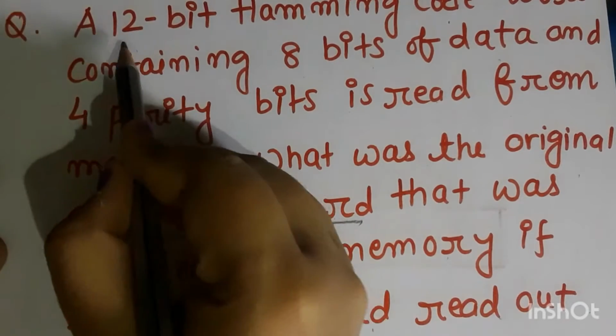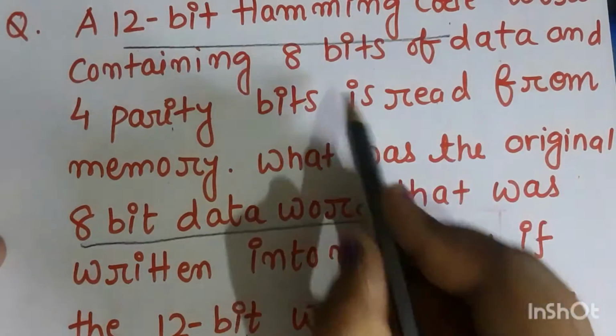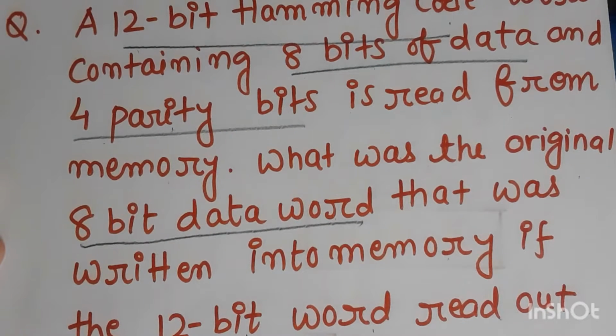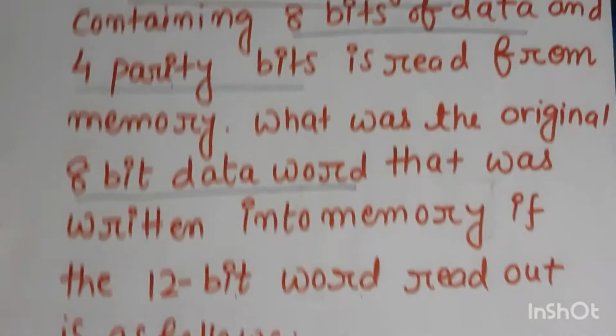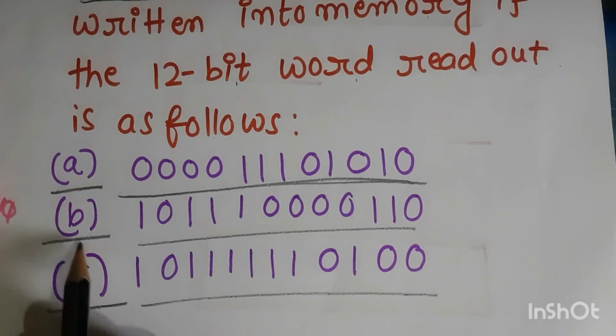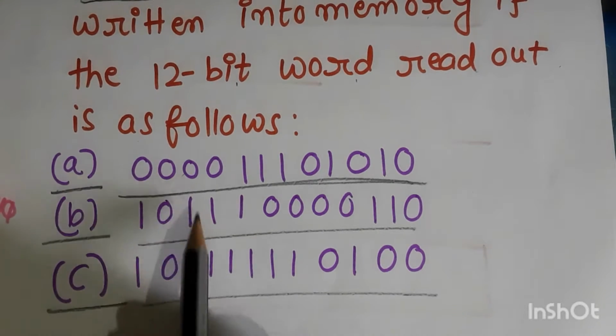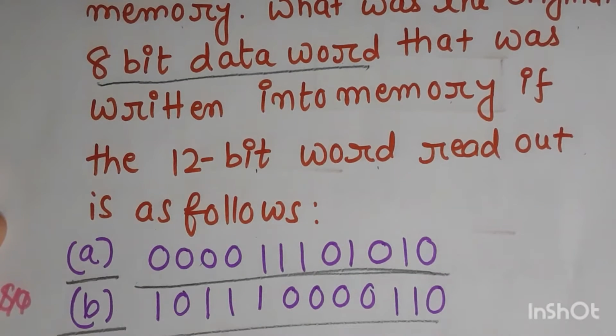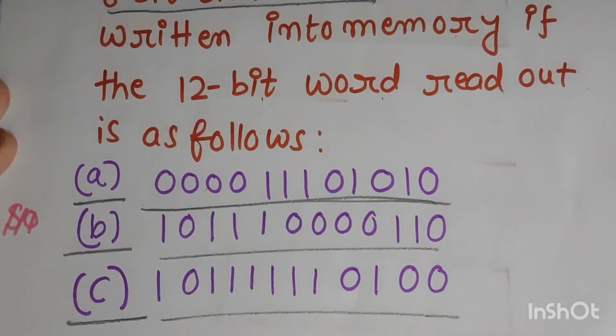So we have the 12-bit Hamming code, 8 bits of data and 4 bits of parity, forming a composite Hamming code that was written into the memory. Now we are reading from the memory, and these are the 3 cases, A, B, C, of read data. From the read data, we have to find the original 8-bit data word that was written into the memory. Hope you are able to understand the problem statement.